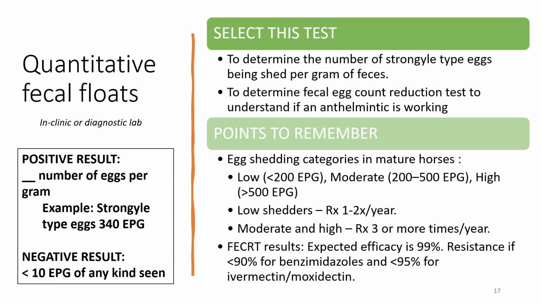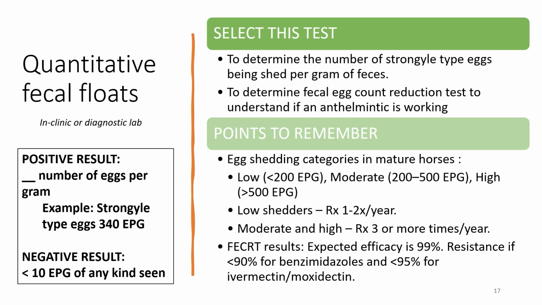And they recommend that you treat low shedders once or twice a year, and then the moderate and high shedders three or four times a year. And this recommendation, again, can be visualized in greater detail on the AAEP website, and we recommend that if you're in equine practice that you follow their recommendations.